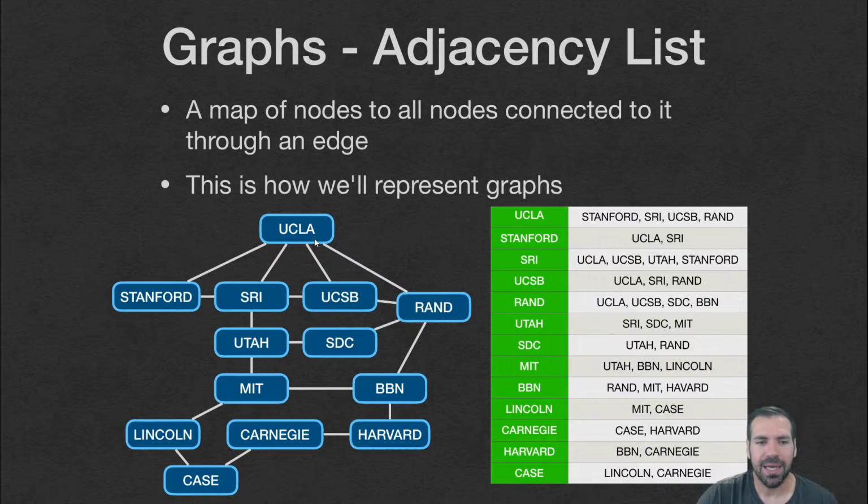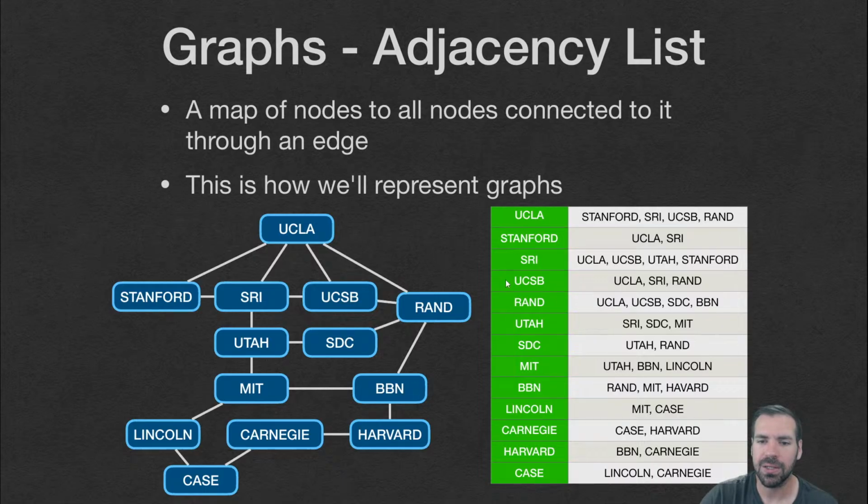So for UCLA, it has 4 neighbors: Stanford, SRI, UCSB, and RAND. So for UCLA, we're going to store Stanford, SRI, UCSB, and RAND. And true for every node, SDC has neighbors of Utah and RAND. So SDC has neighbors of Utah and RAND. So we're representing all of this information, which we're representing visually and spatially right here.